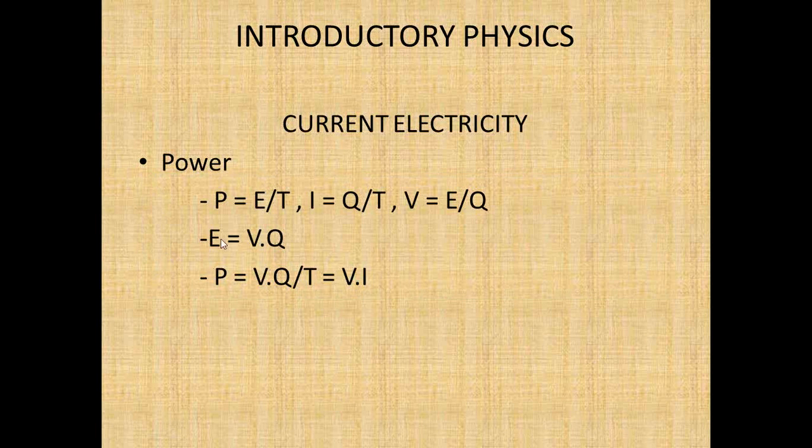The power, which is equal to the rate at which energy is supplied to the circuit, or energy is consumed by the load. When you use these two other equations for current and potential difference and plug them into the equation for power, you get power equal to electric potential difference, the volts, times the current. P is equal to VI. Very important.